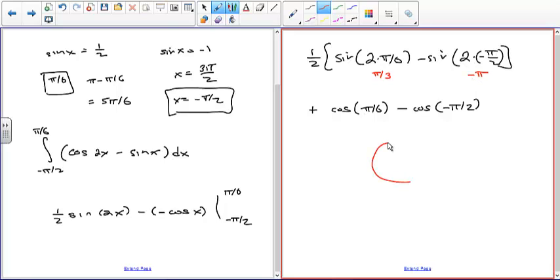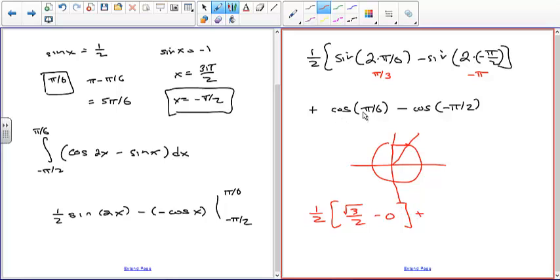So again, going back to the unit circle here, the sine of pi over 3, if you come over to the y-axis, is going to be square root of 3 over 2. So we're going to have 1/2 times the square root of 3 over 2 minus the sine of negative pi. So negative pi is over here. Well, negative pi is this way, which is the y-coordinate there is 0.